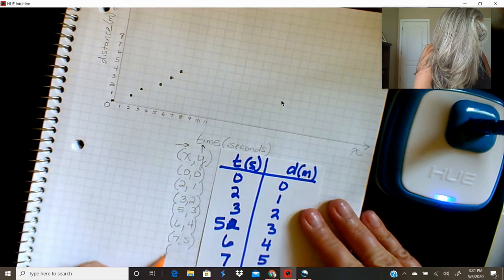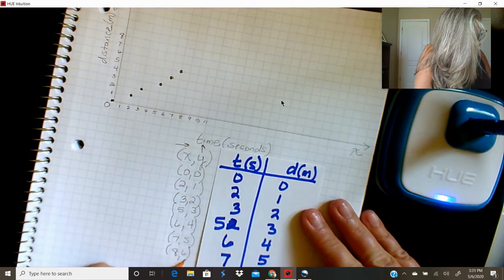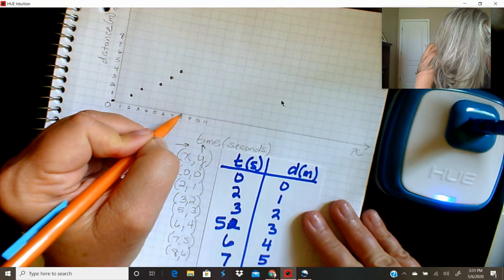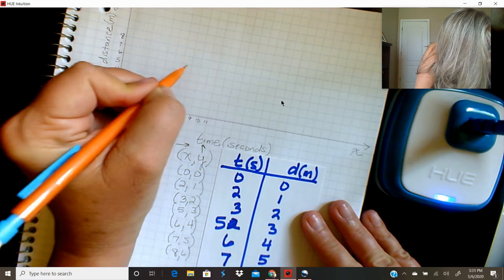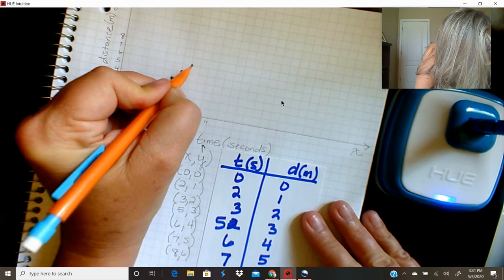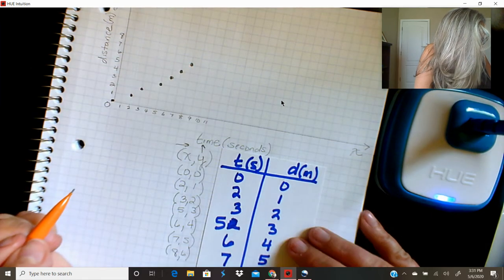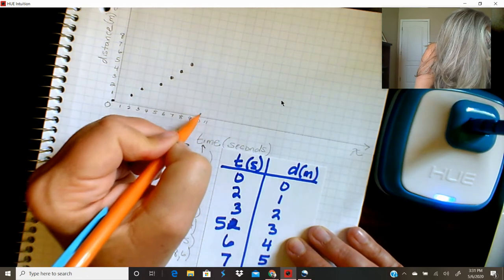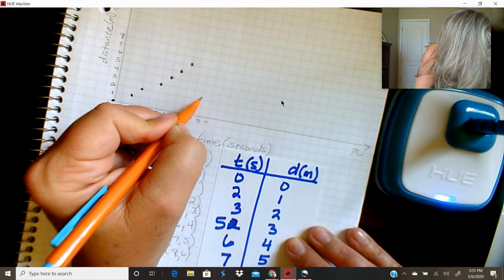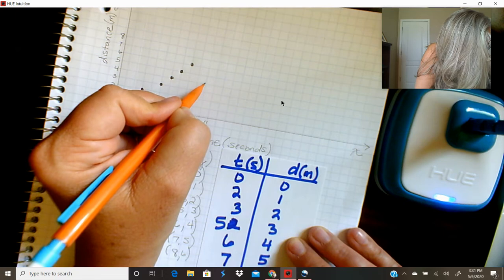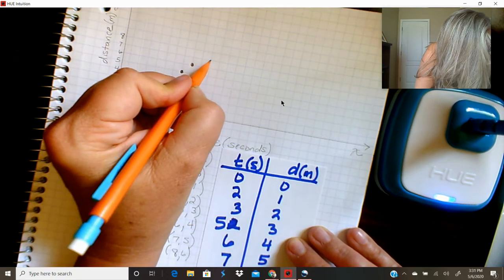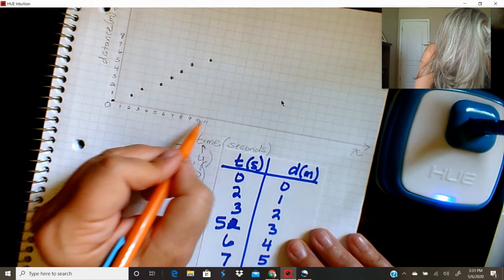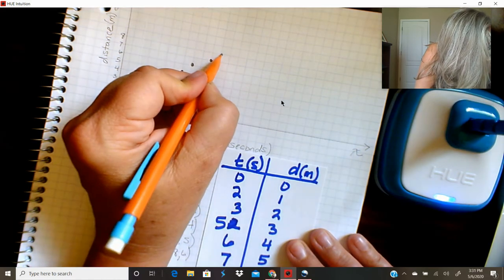All right, next is 8 and 6. I'm going to go over to the 8th second and up to the 6th meter. All right, and I'm going to go over to the 10th second, and go up to the 7th meter. And last, I'm going to go on the 11th second to the 8th meter.